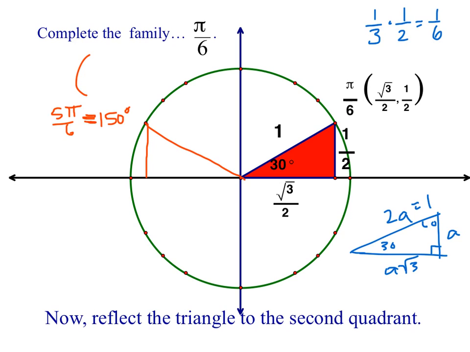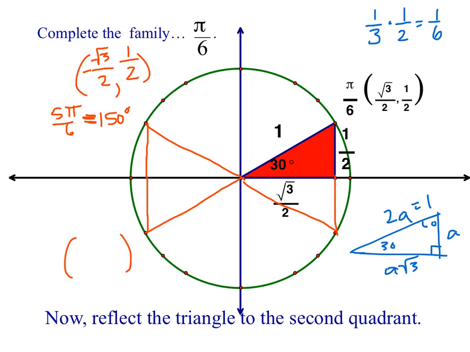Okay, what's the ordered pair there? Well, again, the y value is at 1/2. So the sine is 1/2. The cosine is negative, because of the quadrant location, root 3 over 2. Same triangle. And ordered pairs, again, we have negative root 3 over 2 and negative 1/2. Making sure you see that negative sign there.